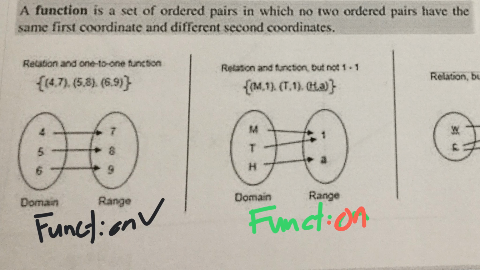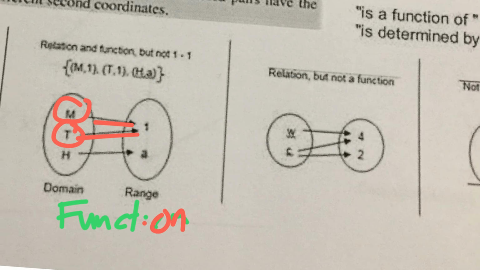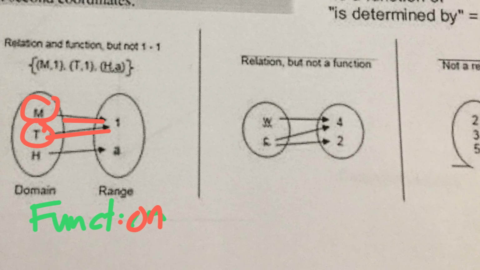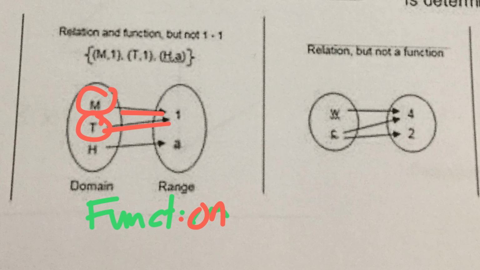This is also a function. So this is like the vending machine that has two Coke buttons. Every time you press this button, it gives one. When you press this button, it gives one. But it's always the same thing when you press it. M gives one, T gives one. H gives A, well, that's kind of random, but it's consistent. So that's a function. But don't you have to have the same number of numbers on each side? No.